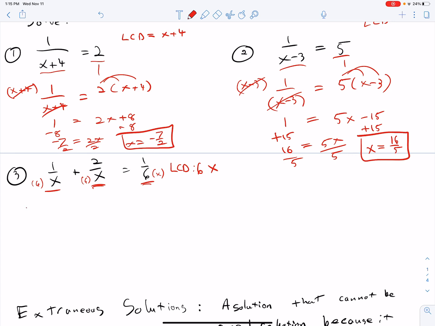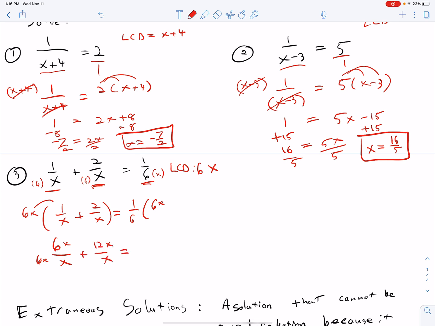So we're going to multiply both sides by 6x, right? So that's 1 over x plus 2 over x equals 1 over 6 times 6x. In this case, we're going to distribute. So 1 over x times 6x, that's going to leave us with 6, right? Because that would be 6x. Let's write it this way: 6x over x plus 12x over x equals x.